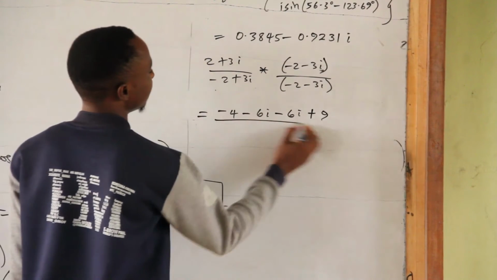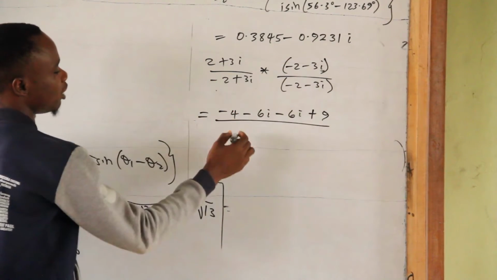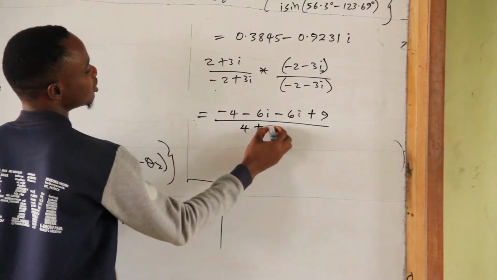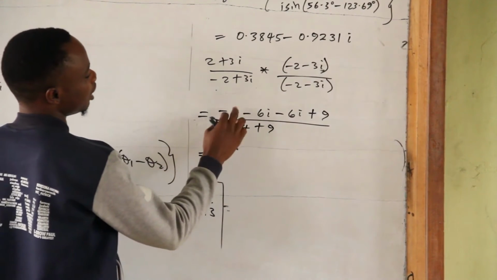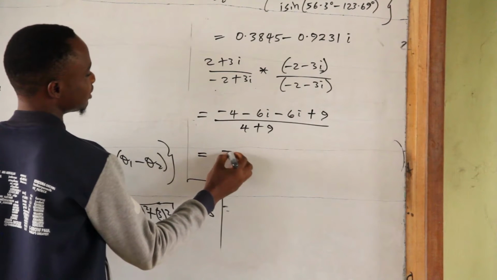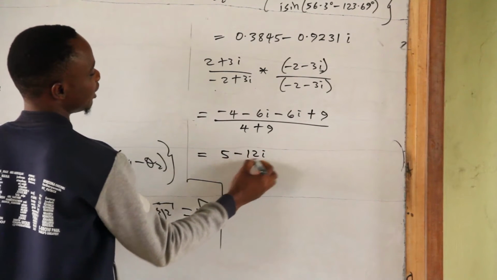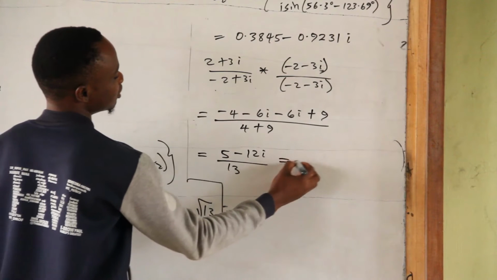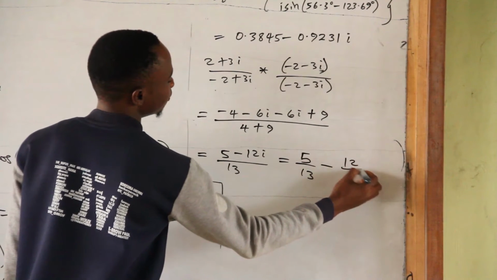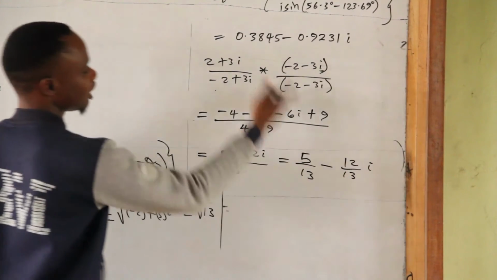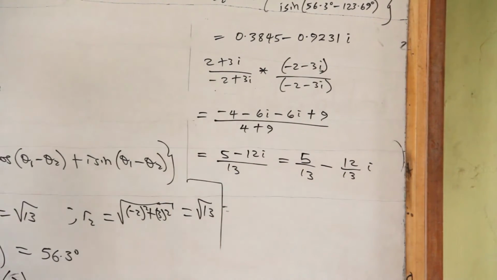Alright, here, divided by the square of this plus the square of this, that is 4 plus 9. Is it clear? So this is going to give us minus 5 plus this, that is 5 minus 12i all over 13. This is the same thing as 5 over 13 minus 12 over 13 i. It's the same thing.